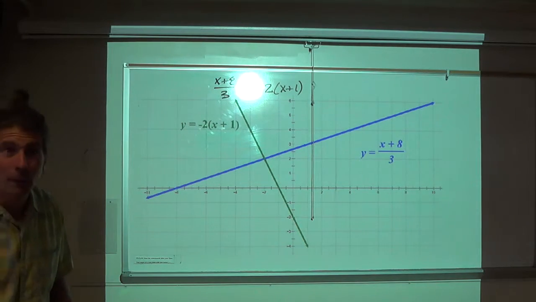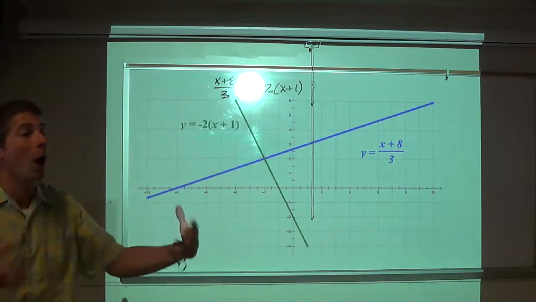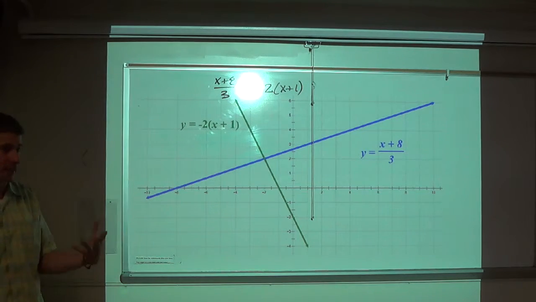Let's look at the last couple. And then we'll move into where they're going to show up, in context.